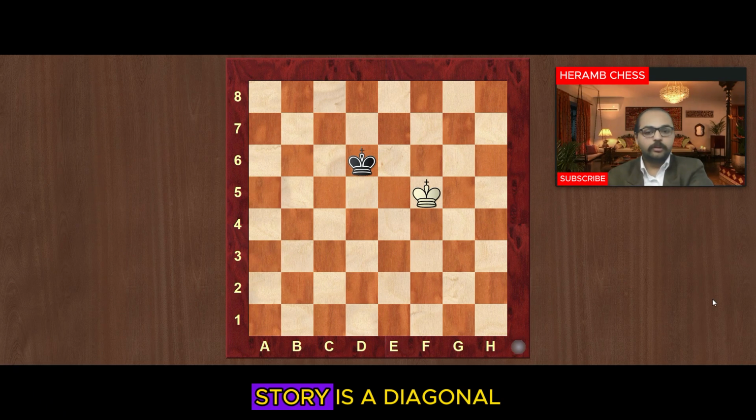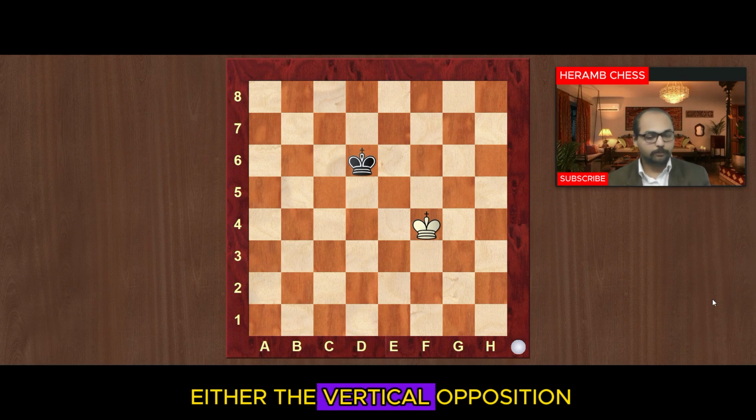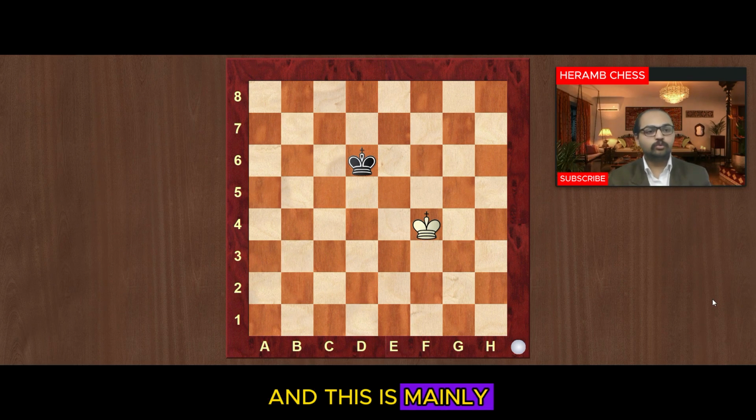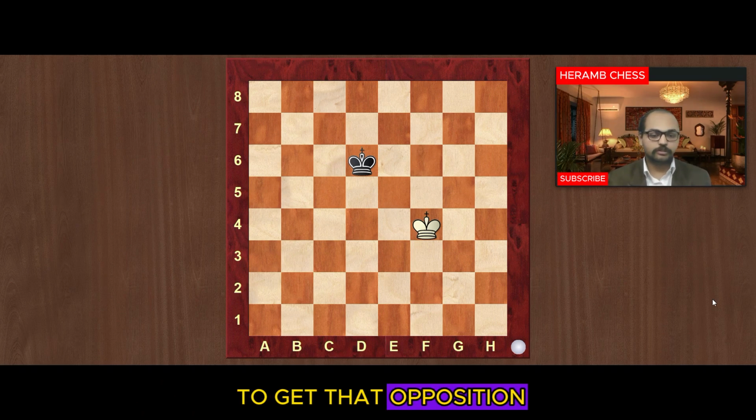So moral of the story is, the diagonal opposition gets converted into either the vertical opposition or the horizontal opposition, and this is mainly used in king and pawn endgames. If you try to use this in other endgames where there is a bishop or a knight, then this is not a very good way to get the opposition.